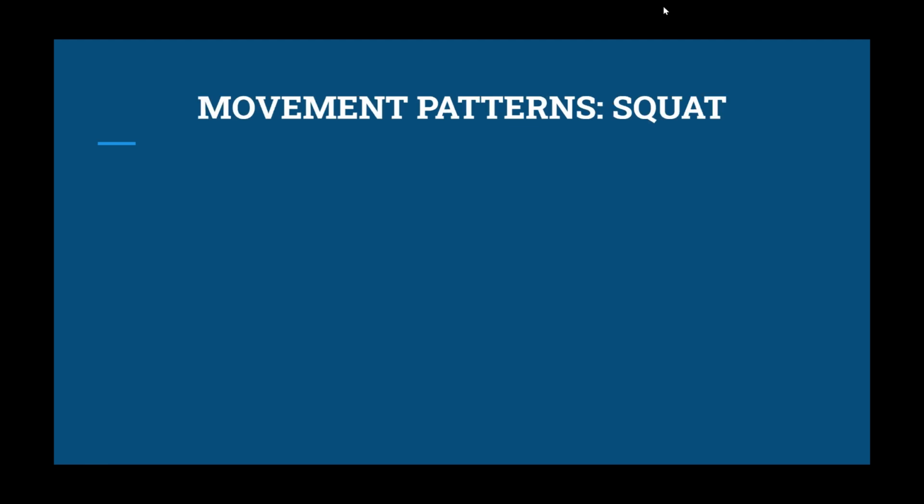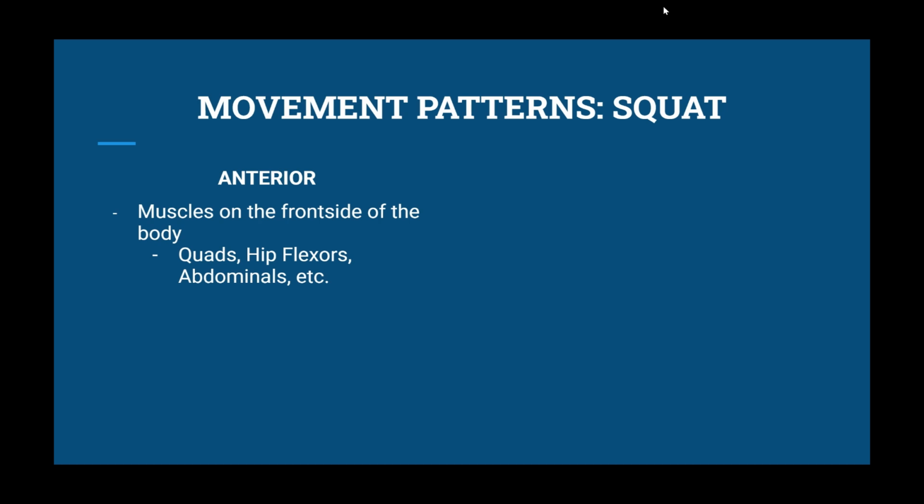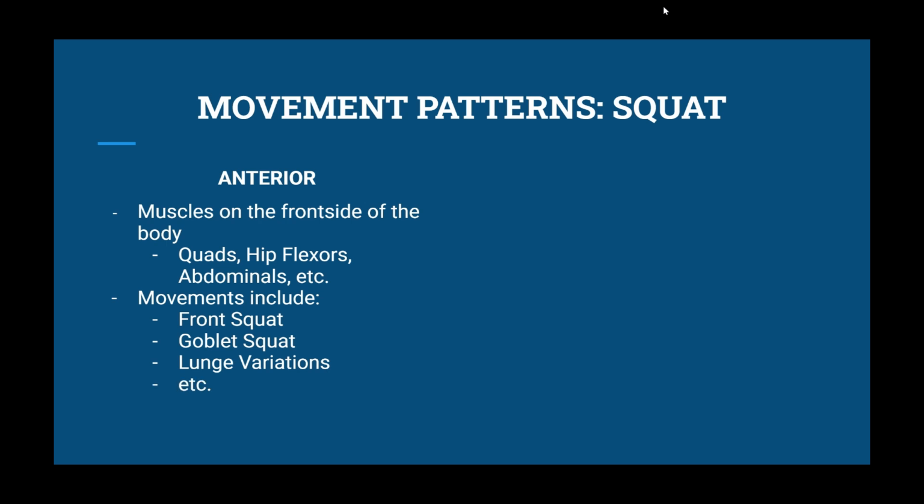So, when we look at the squat, there are two ways to load the squat as a movement pattern. We have anteriorly loaded, which is looking at the muscles on the front side of the body. This typically includes our quads, our hip flexors, abdominals, etc. These movements typically include a front squat variation. So this could be goblet squats and then lunge variations as well. So movements that stress the quads, hip flexors, abdominals, etc.